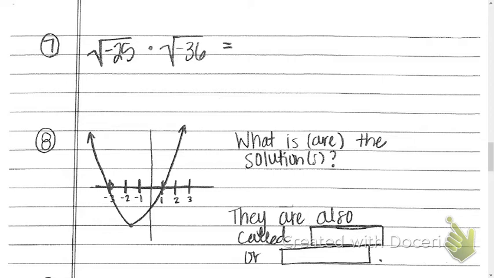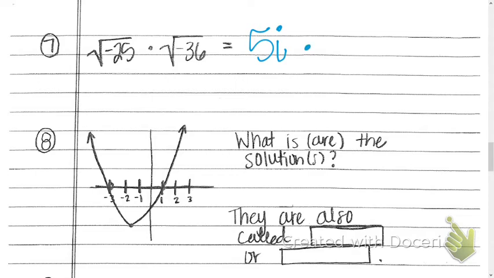Number 7. Can you take the square root of a negative number? No. But what can you do? Make it an i, and you take the square root of the whole number with the i. What kind of number is it, though? Positive or negative? Imaginary. Positive. So the square root of negative 25 is going to be 5i. Then we multiply, because that's what it says.